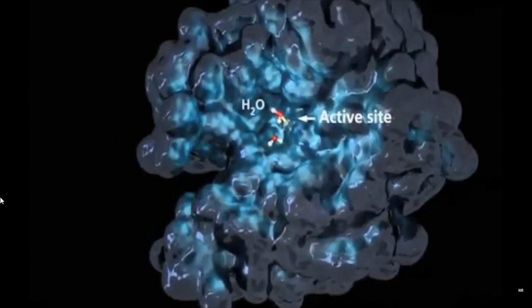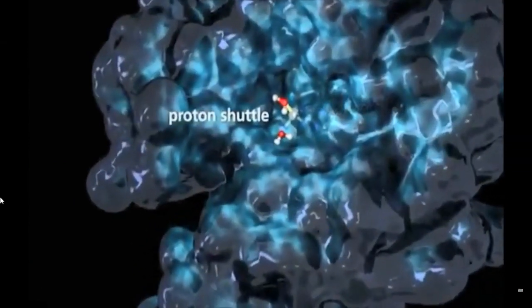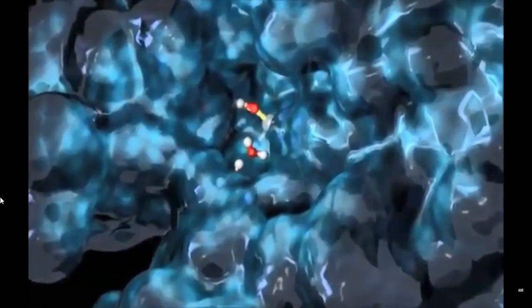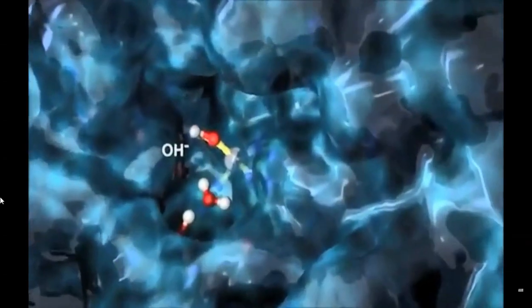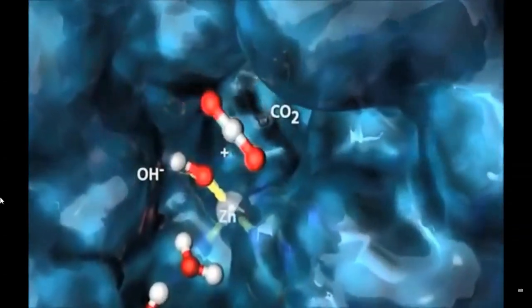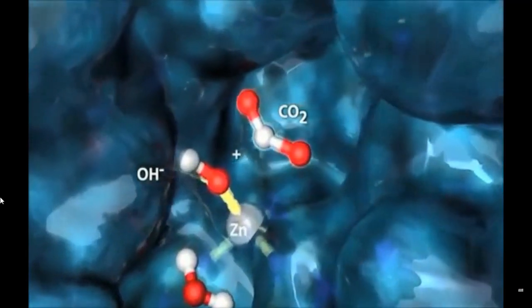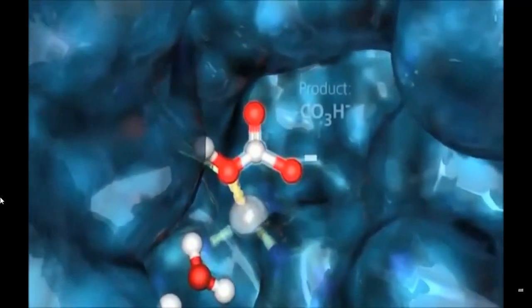A water molecule is coordinated to a zinc atom in the protein. A proton is removed, leaving a hydroxide ion. Carbon dioxide binds to the hydroxide ion on the zinc, and the product is released.